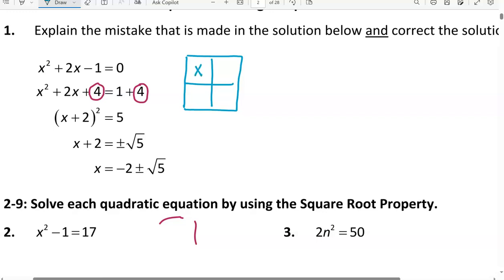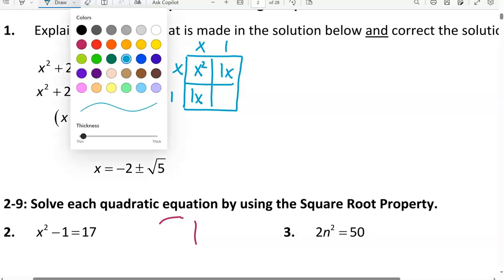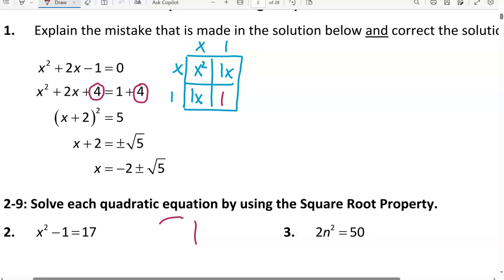So the first two terms are x squared and 2x. When we divide that into 2 equal pieces, that's 1x a piece. So that's x plus 1 times x plus 1. And when we complete the square, that's 1 times 1 is 1. So to complete the solution correctly, we have x squared plus 2x plus blank equals 1 plus blank.